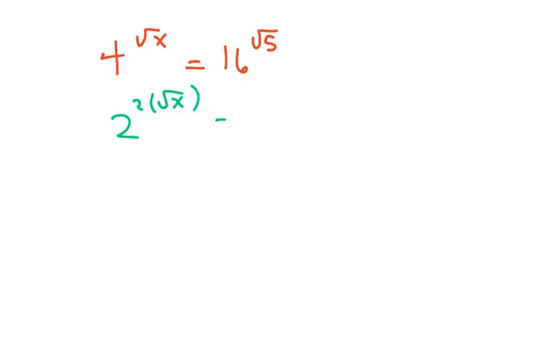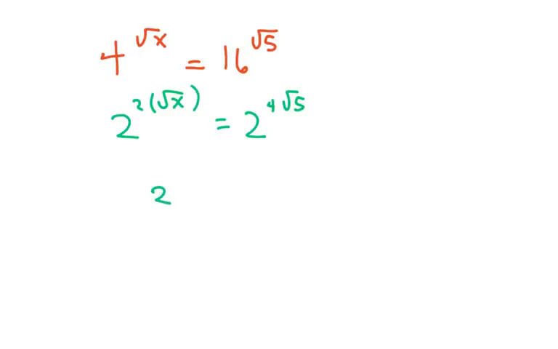Now we're going to get into some radicals. We have 4 to the square root of x equals 16 to the square root of 5. Again, the first step is change your base to 2. That's 2 squared, and then multiply it by whatever is there. This is 2 to the 4th. And you just multiply whatever's there. Now we're going to solve.